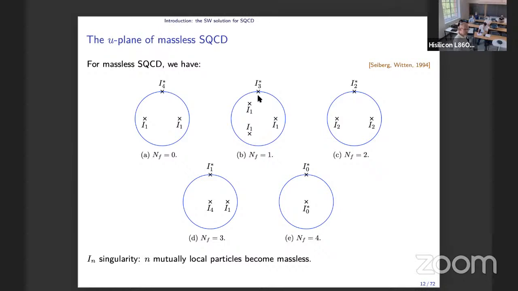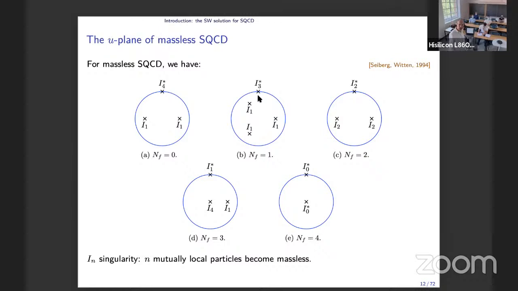For pure SU(2), there are two singularities. There is a dyon that can become massless, a monopole, let's say, and a dyon that becomes massless. There is the Z2 symmetry that exchanges the two. For Nf equal 1, there are 3 particles, dyons, that become massless. There is a Z3 symmetry in that case.